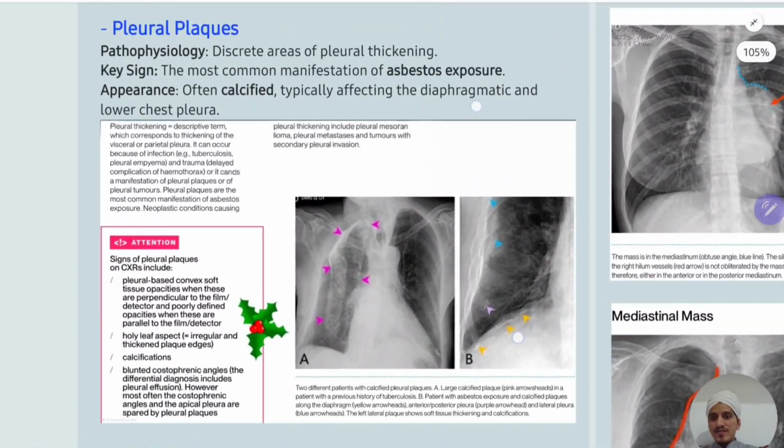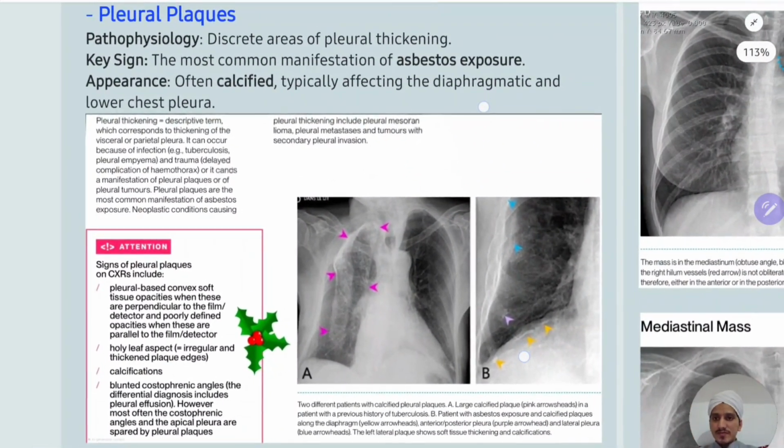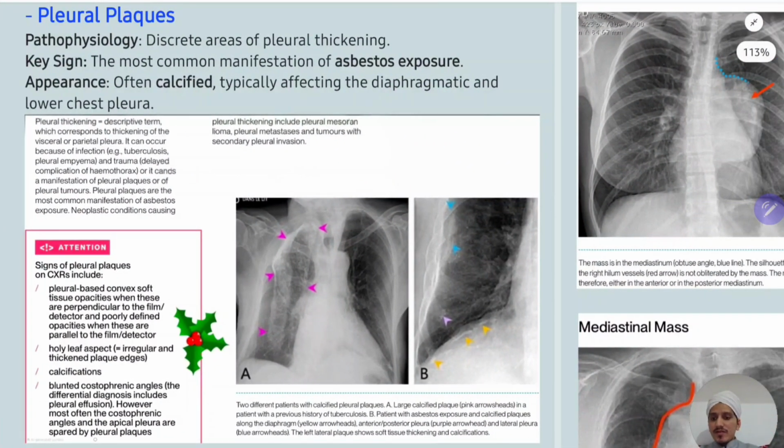The last topic in the pathology of the pleura is the pleural plaques. Okay. So what is the pathophysiology? There are discrete areas of pleural thickening. The pleura will become thick. Key sign, the most common manifestation of asbestos exposure. Appearance often calcified, typically affecting the subdiaphragmatic and lower chest pleura.